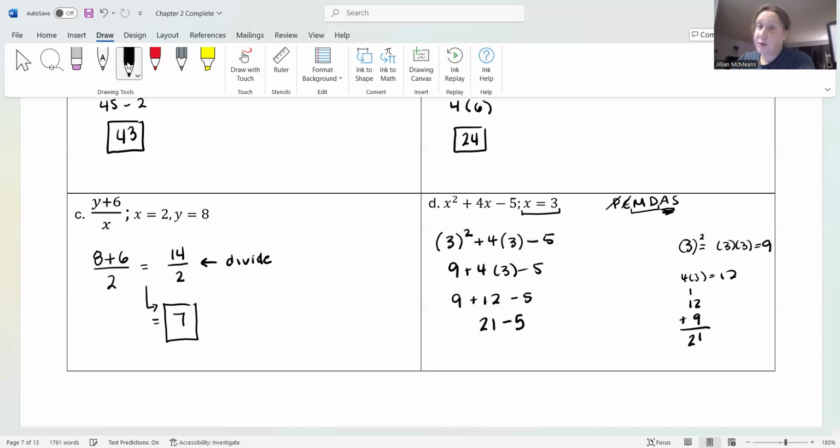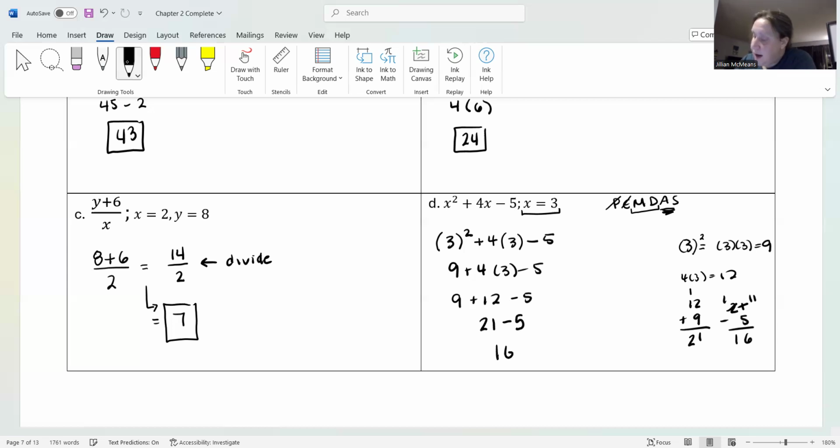And then finally, we have 21 minus 5. Again, 21 minus 5, ideally, you could probably do that one in your head. If not, do a little side work. There's no shame in that. We have 21 minus 5. I cannot take 5 from 1, so I would borrow. So 2 becomes a 1, 1 becomes an 11. 11 minus 5 is 6. And then 1 minus really nothing is just 1.